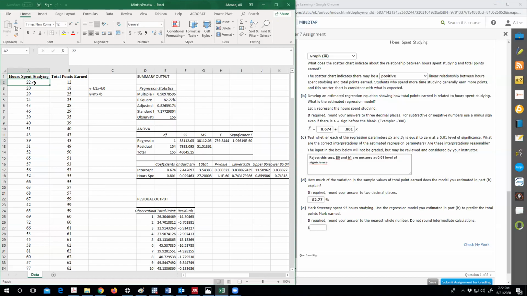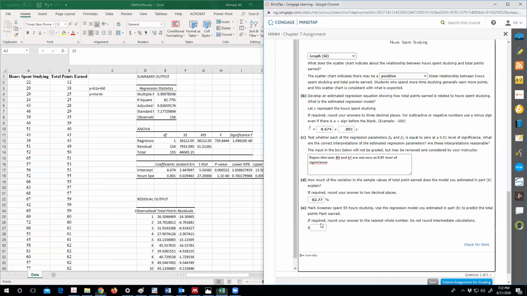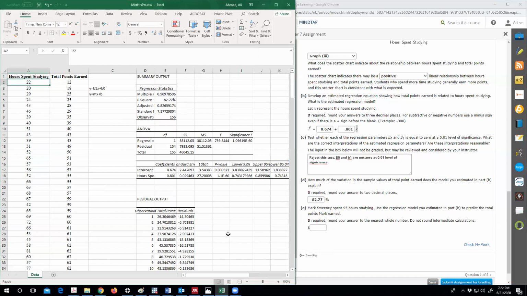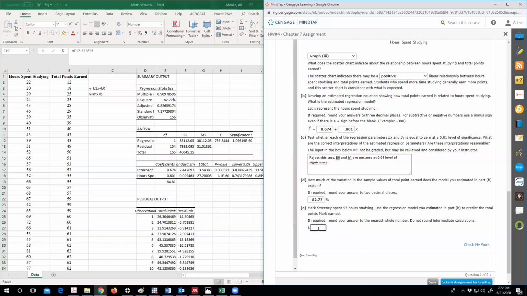And if there are multiple variables, we'll say this is explained by this. And then for part E, you would plug 95 into the equation for X. So it's pretty simple, we can do this value plus this value into 95, and we'll get this. We can make it 2 decimal, 3 decimal, or nearest whole number. So this is our prediction.